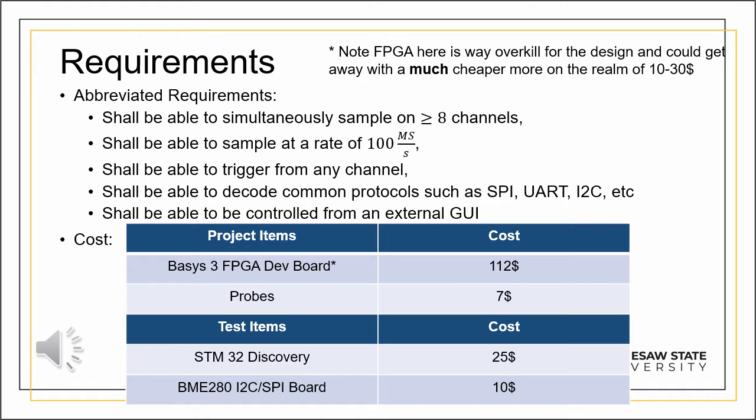The budget is very significantly skewed towards the FPGA, so we just wanted to make a note that you could get away with a much cheaper FPGA here. We go over utilization a bit later, but you could probably get by with one more on the range of $10 to $30.